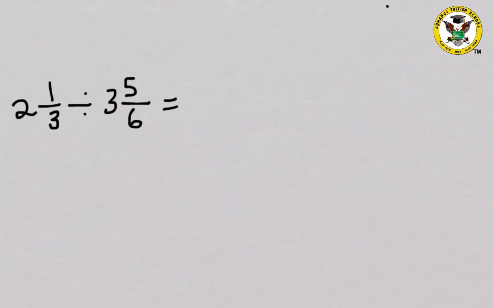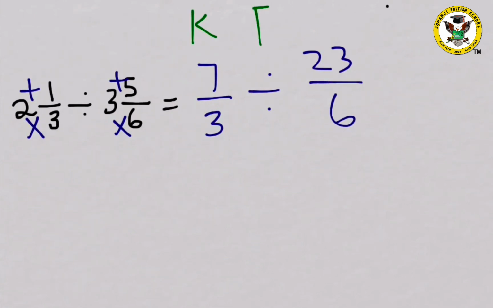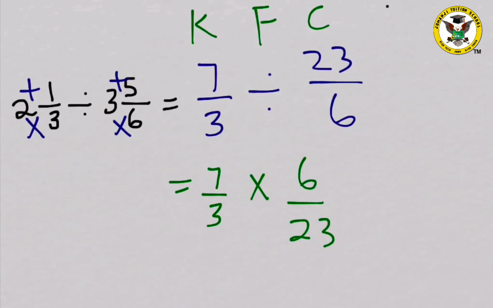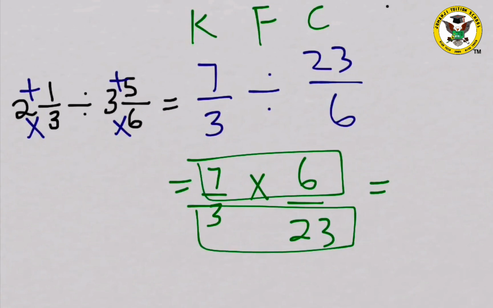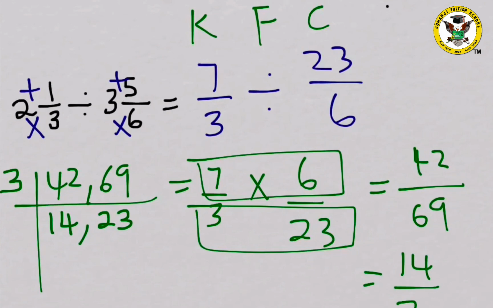For this one, the first thing that you need to do is to change mixed number into improper. Times plus and times plus. So 3 times 2 is 6 plus 1, 7 over 3, divided by 18 plus 5, which is 23 over 6. Next, you write KFC or SCR. So keep 7 over 3, flip divide into times, and then you change 6 over 23. Next, you just multiply. 7 times 6 is 42 over 69. So if you can simplify 42 and 69, do so. So we can get 14 over 23.